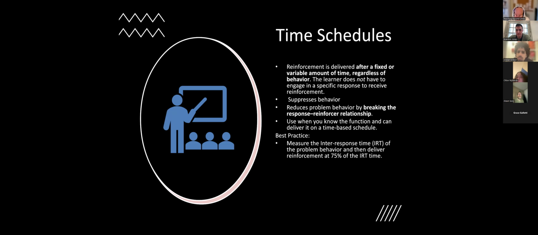So the best practice here, and this might be a little bit confusing, but we want to measure the inter-response time of the problem behavior. So say the problem behavior is occurring once every 10 minutes. And we want to deliver reinforcement at 75% of that IRT. So if we have a behavior that's occurring every 10 minutes, how often do we want to set up our time-based schedule? Maybe every 6 or 7 minutes, before the behavior is more likely to occur. Exactly right.